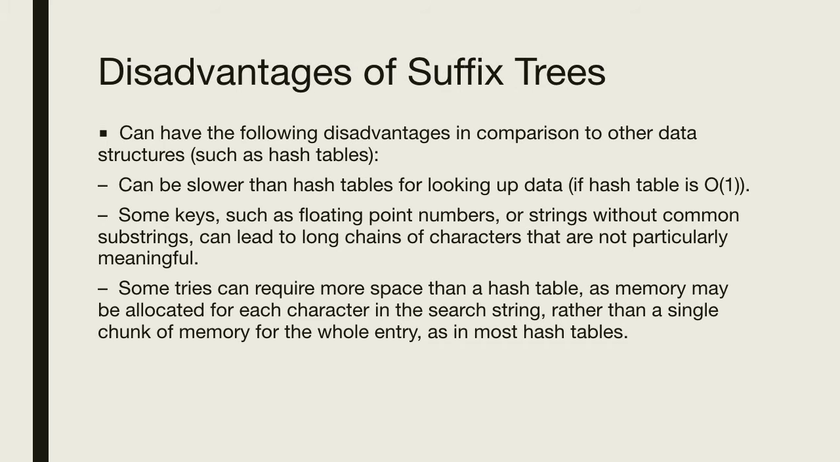Some disadvantages of suffix trees with relation to other data structures, again such as hash tables, is that they can be slower than hash tables for looking up data, assuming that the hash table has order 1 lookup. Some keys, such as floating point numbers or strings without common substrings, can lead to long chains of characters that are not particularly meaningful. And lastly, some tries can require more space than hash tables, as memory may be allocated for each character in the search string.